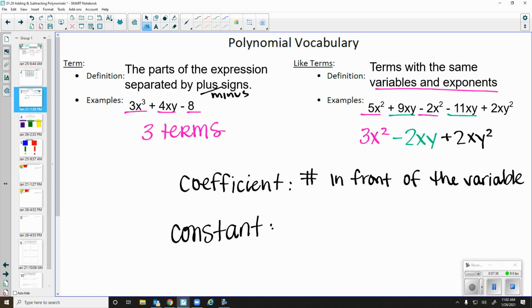Technically, it's the number that multiplies with the variable. So if we look at that last example, 3 is a coefficient, negative 2 is a coefficient, 2 is a coefficient. Those are coefficients. What about a constant? Who remembers what a constant is?